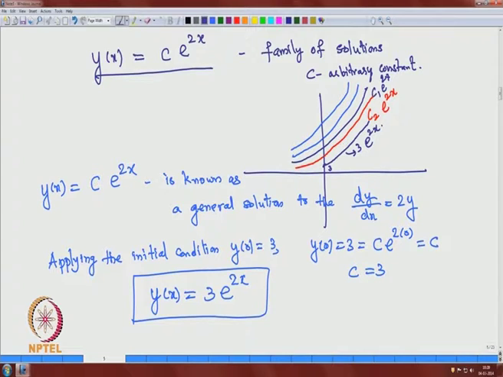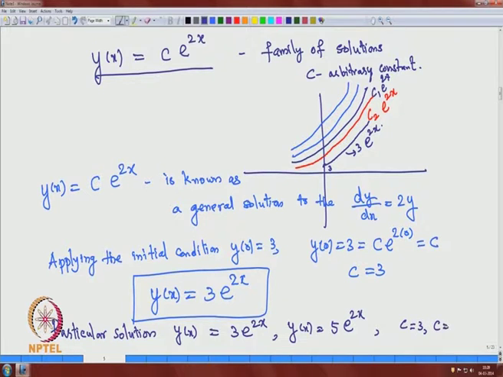For a particular value of c, the general solution becomes a particular solution. If you give a specific value to the arbitrary constant c, then the solution we obtain is known as a particular solution. So y of x is equal to 3 e to the power 2x is a particular solution, and similarly y of x is equal to 5 e to the power 2x, they are all particular solutions obtained by putting various values: initially c is equal to 3 and in the second case c is equal to 5. So a particular solution is obtained by giving a particular value to the constant in the general solution.